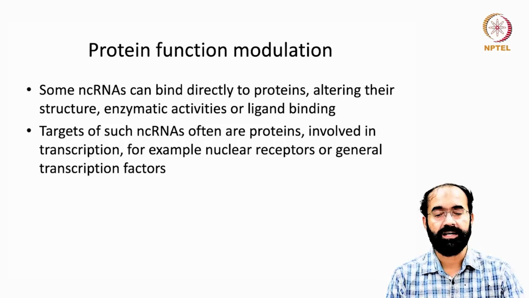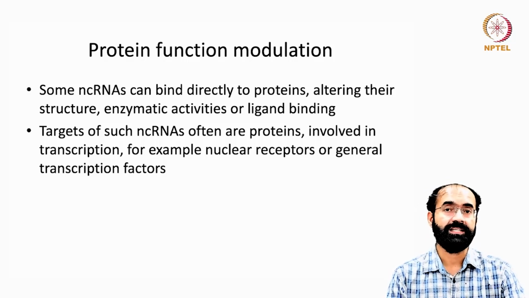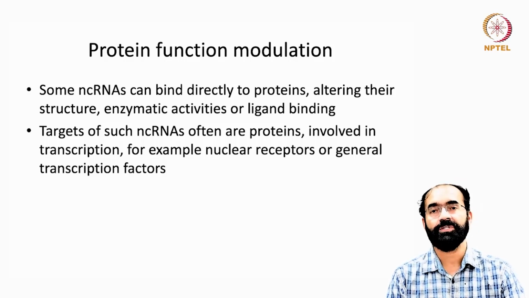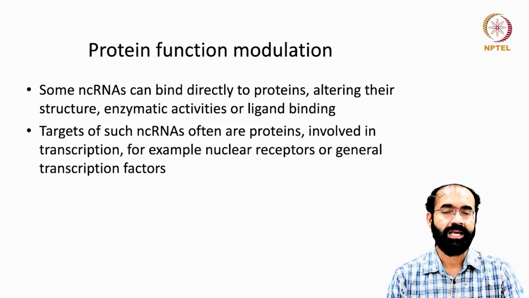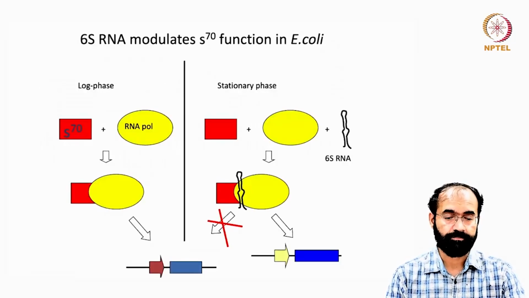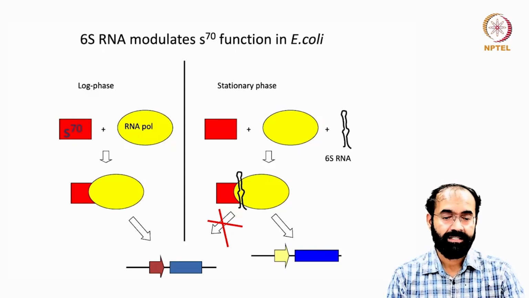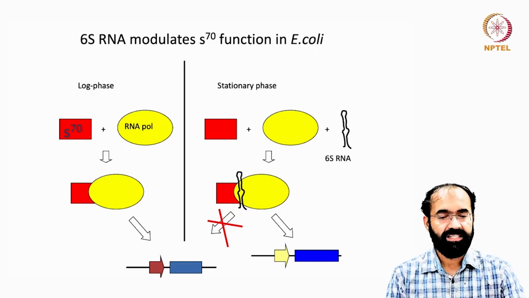Similarly, the non-coding RNAs can influence proteins of some big importance or a wider importance. That is why it becomes so important that they will be able to handle the whole process in an effective manner. So let us see an example: 6S RNA that can modulate sigma 70 function in E. coli. Let us see a situation.